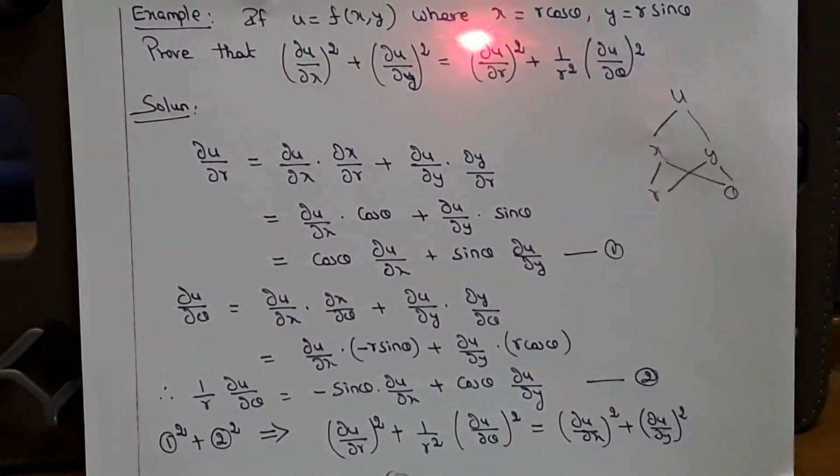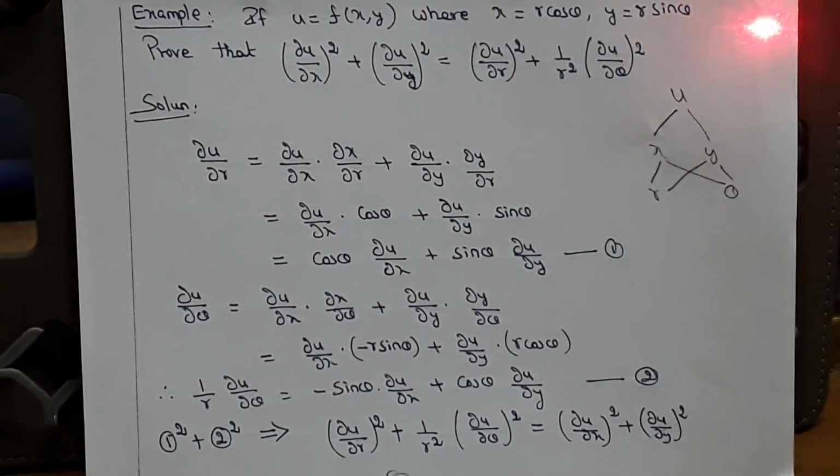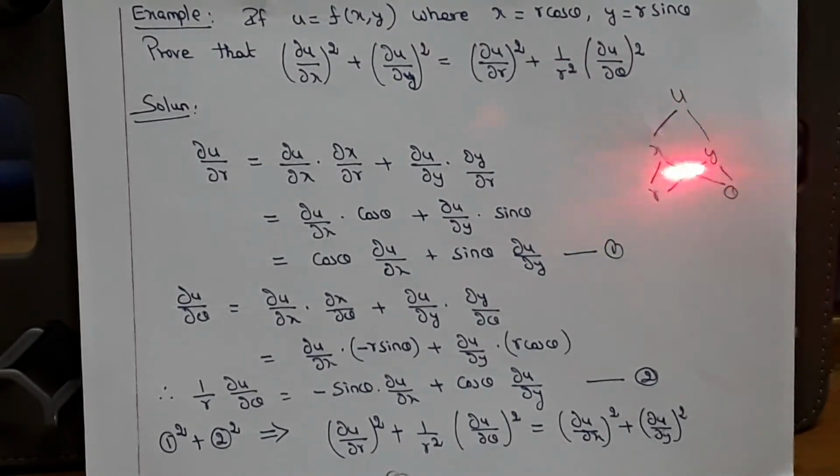If u is equal to f of x comma y, where x is equal to r cos theta, y is equal to r sin theta, prove that this one. So initially, u is a function of x and y. X and y are the functions of r and theta. So we can find the RHS, that is dou u by dou r, easily. Dou u by dou theta, we can find easily by using the result. Okay, so we can consider the RHS first.